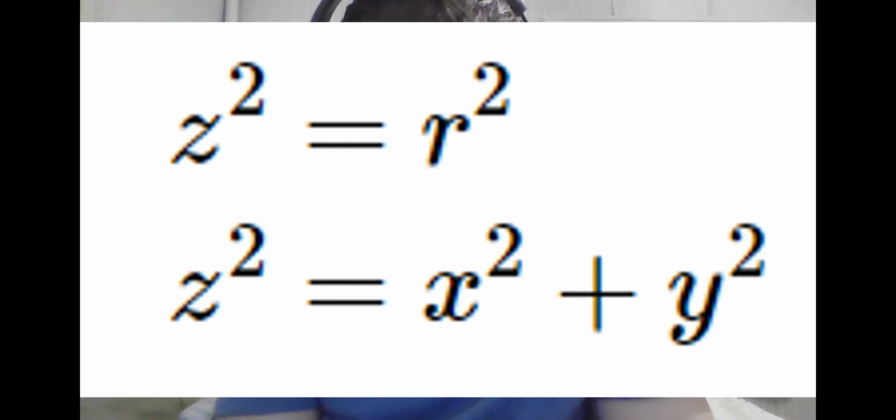Now that we have figured out how cylindrical coordinates work, we can discuss the more complex type of polar coordinates in 3D, which are spherical coordinates.